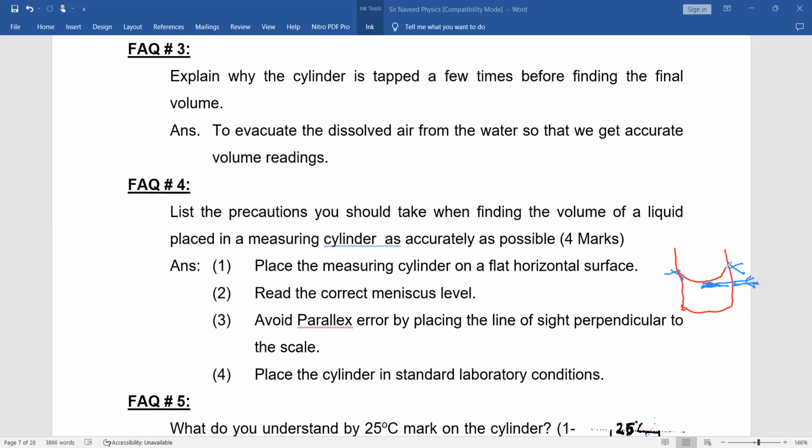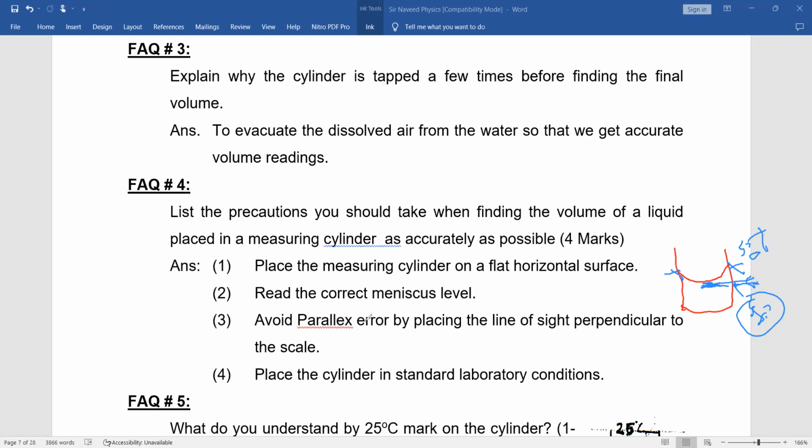फर्ज करें ये अपर पॉइंट इसका आ रहा है 50 और ये आ रहे हैं तकरीबन 48. तो you will take the volume 48, not 50, because 50 will give a parallax error. तो लोअर मेनिस्कस is this for water, लोअर कर्व सरफेस को कहते हैं मेनिस्कस.